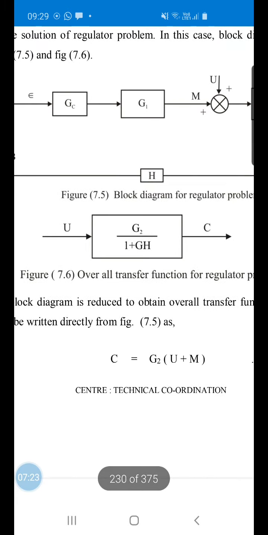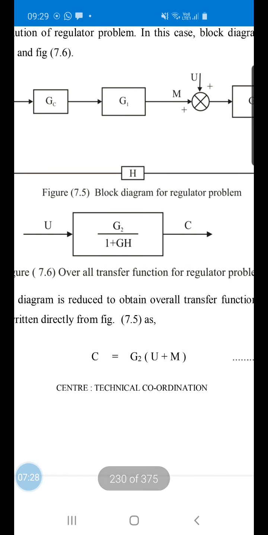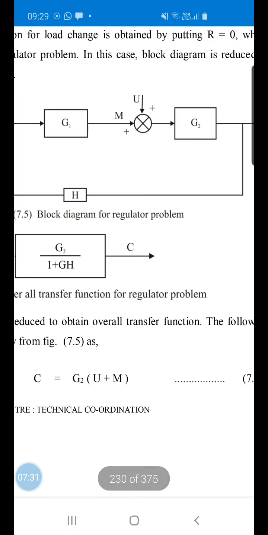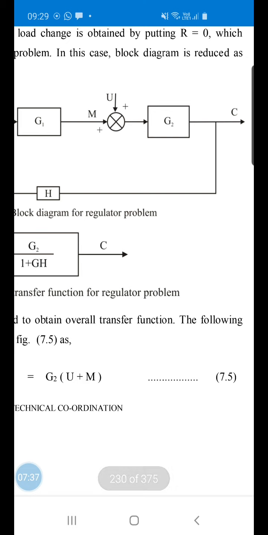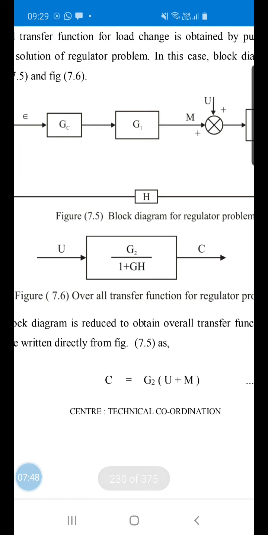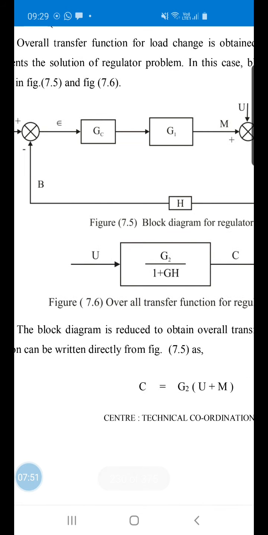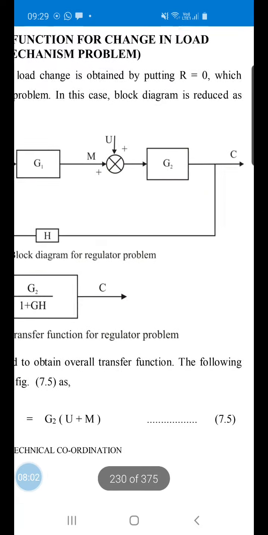How does it come? Again, we'll reduce the block diagram. We'll write the different equations and we'll correlate. So first equation, what will be C? C will be G2 into U plus M. Have you understood? C is equal to G2 into U plus M. Then what is M? M is equal to G1 GC into epsilon. What is epsilon? It is equal to R minus B. But R is equal to 0, so epsilon is equal to minus B. What is B? B is equal to H into C.